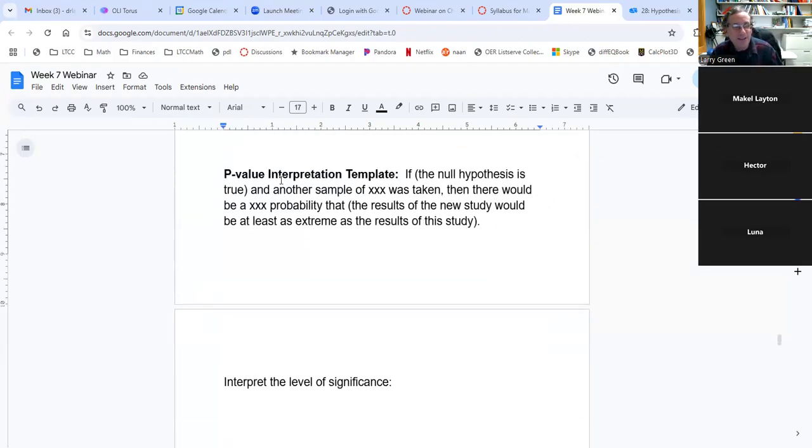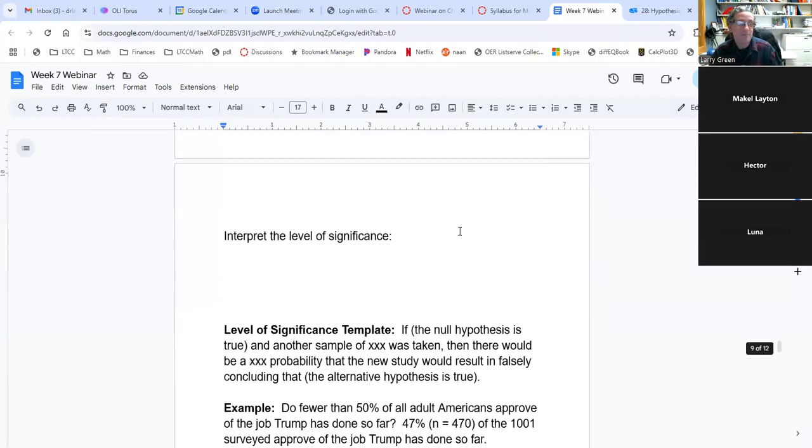Okay, p-value interpretation template: if, in words, the null hypothesis is true, whatever that is in words, and another sample of however large your sample size was is taken, then there would be a probability, whatever the p-value is, that the results of the new study would be at least as extreme as the result of this study. Make sure when you use the template that you fill in the right things. Okay, talk about the study itself.